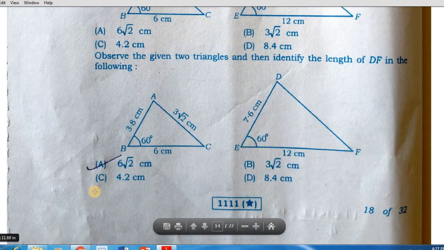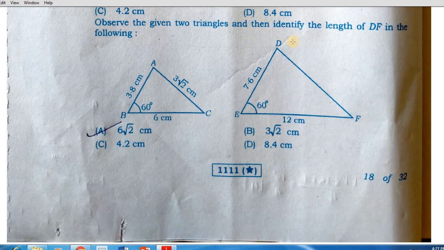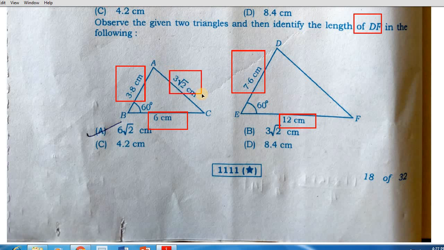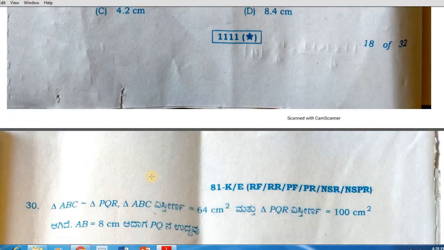Question number 29, children. Observe the given two triangles and then identify the length of DE. So here two triangles are given, and these two triangles are similar triangles. By looking at these values we can easily observe, and we need to find the value of DF. See these values, 3.8. How much did they multiply 3.8 by to get 7.6? That is 2. And look here now, 6. How much did they multiply 6 by to get 12? It means 2. Therefore 3 root 2 also you have to multiply by 2. It gives our answer, option A, 6 root 2 centimeter. Option A is right for this question.